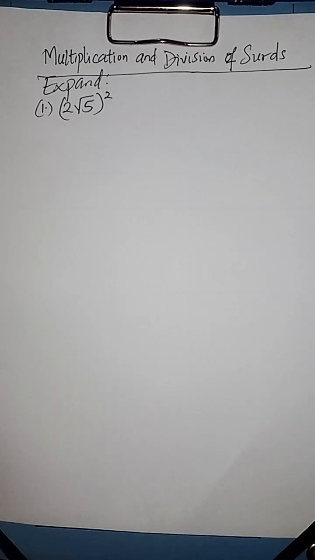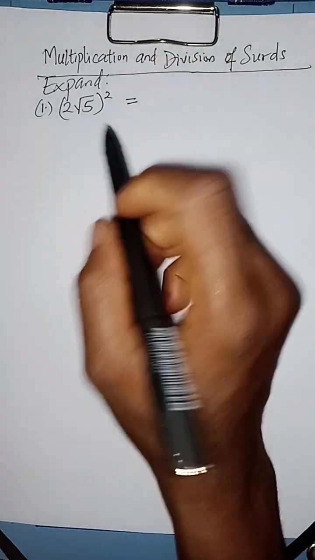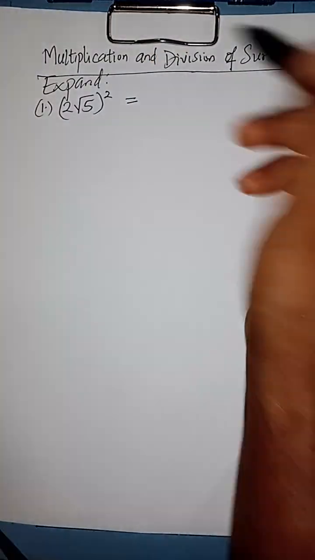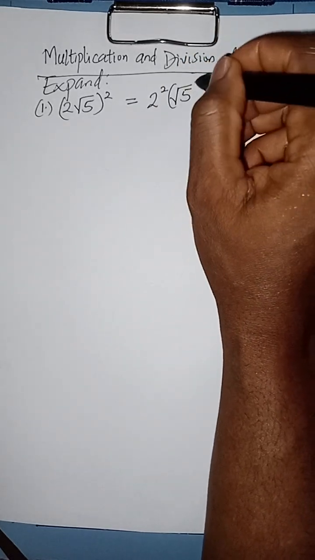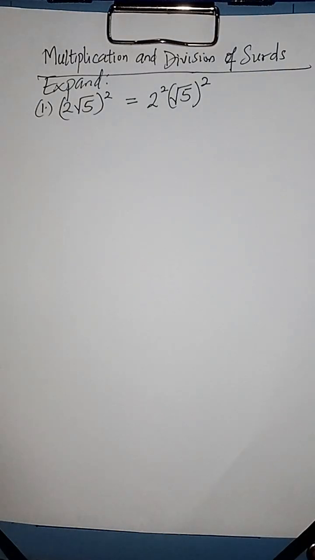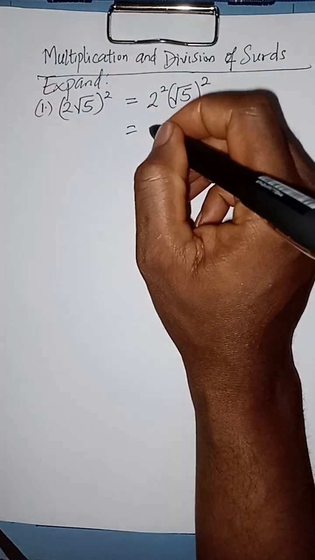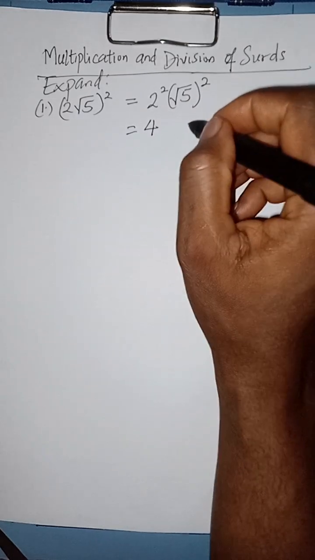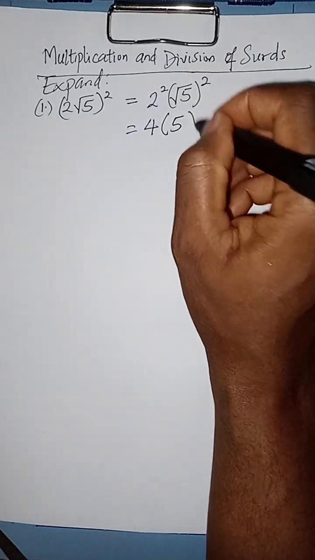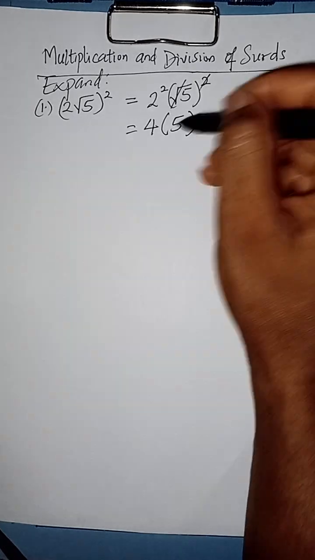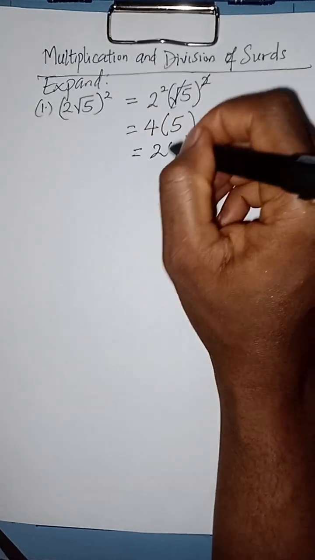Now let's look at multiplication and division of surds. The first question, I'm to expand 2 root 5 all raised to power 2. Now at this point, you have to be very careful. Everything in the bracket is raised to power 2. So that includes the 2. So it's going to be 2 raised to power 2, root 5 raised to power 2. So this is 2 times 2, 4. And then this will cancel this and becomes 5. This cancels this. So 4 times 5, that gives you 20.